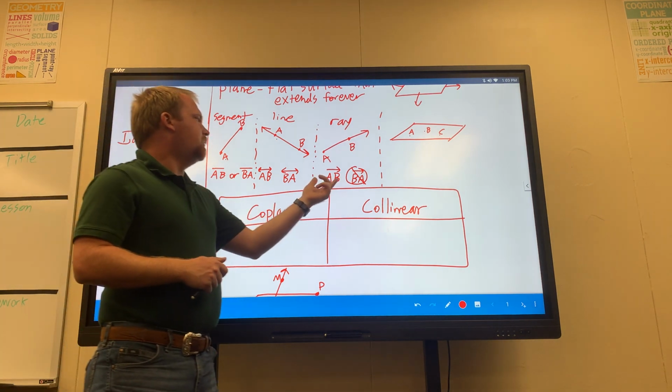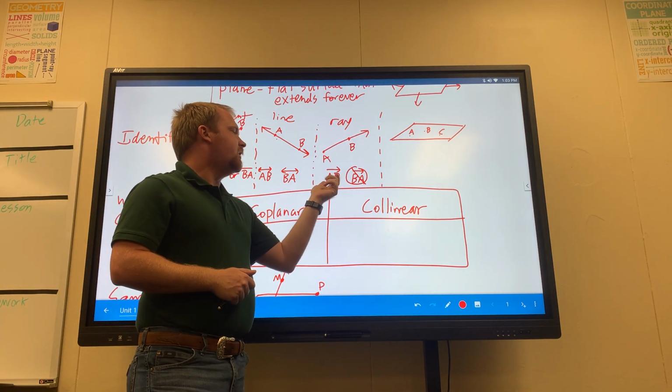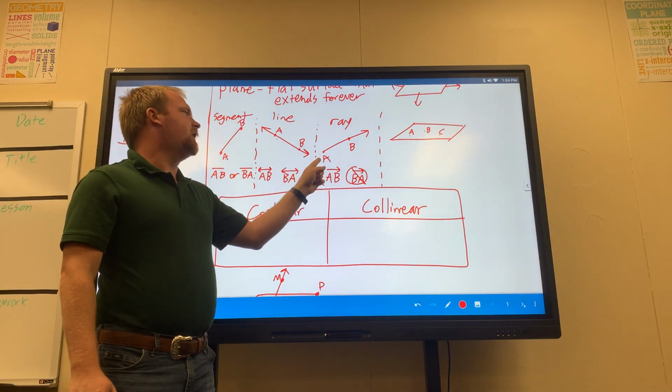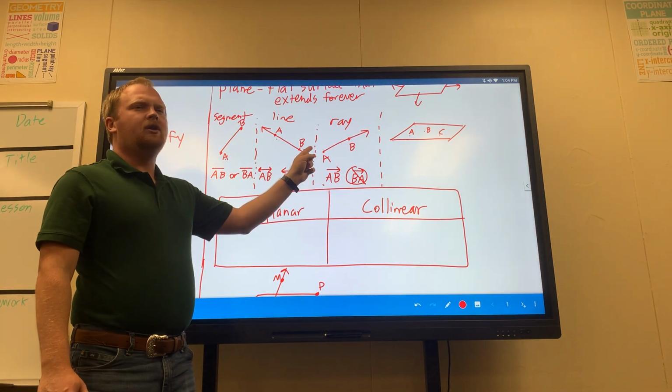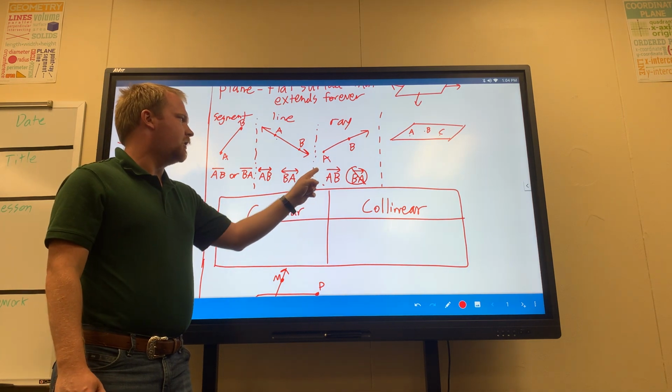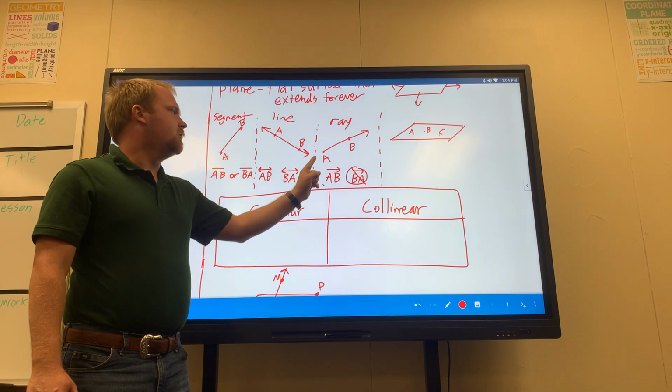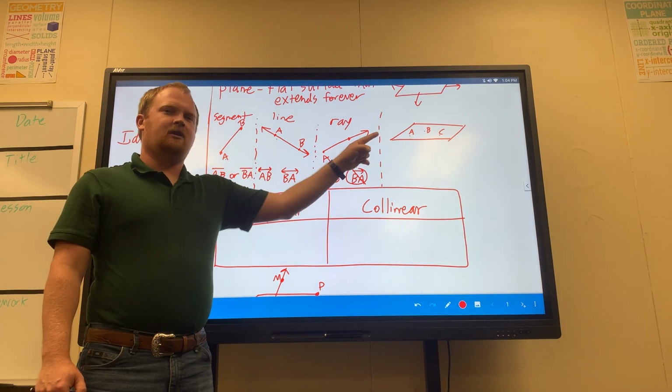Okay? So normally you will see it like this, A, B. Ray will be the one time where you really have to keep in mind what the endpoint is. Okay? As long as it doesn't have an arrow, it's an endpoint. If it has the arrow, it keeps on going.